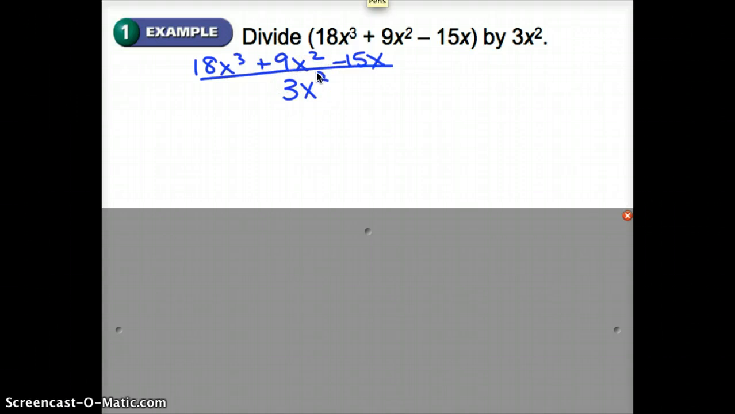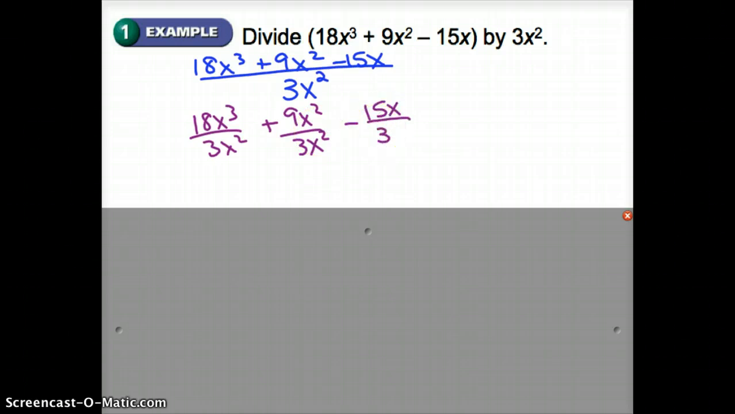You've done things like this before, so you probably remember that we're really dividing each part of this trinomial by 3x squared. So we're doing 18x cubed over 3x squared plus 9x squared over 3x squared minus 15x over 3x squared. So when I'm asking you to divide this, we're dividing each part. We're just going to look at each part and simplify it.